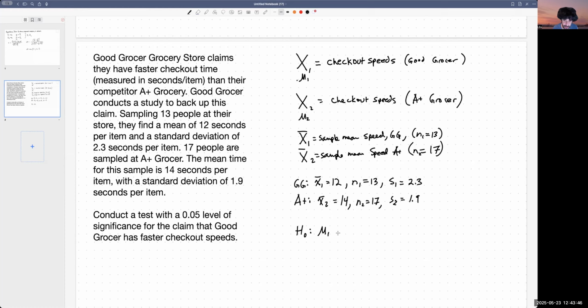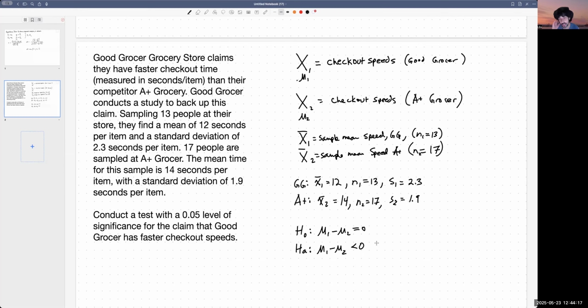The null hypothesis is that the checkout times are equal, so mu1 minus mu2 equals 0. Let's just put equal, it doesn't matter. The alternative hypothesis, the thing that we're testing, the claim that we're making, is that mu1 is less than mu2, faster speeds, right? Fewer seconds per item, which would mean when we subtract them this way, because we're suggesting that mu1 is smaller than mu2, mu1 minus mu2 would be less than 0.